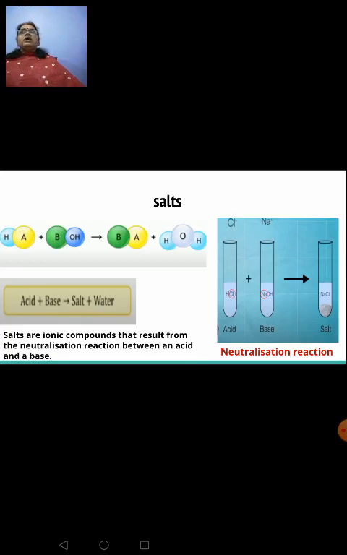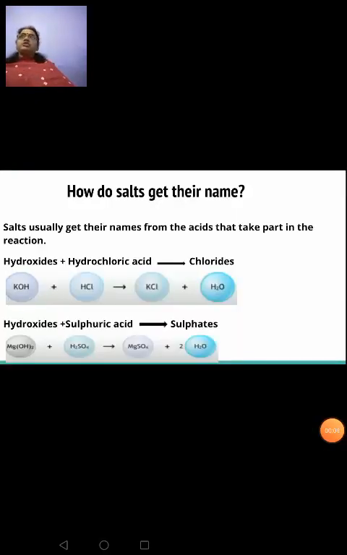So salts are ionic compounds that are formed as a result of neutralization reaction between an acid and a base. Here HA stands for your acid, BOH stands for your base, BA stands for the salt that is formed as a result of neutralization reaction, and H2O stands for water. And you know that when an acid and a base react with each other, it leads to the formation of salt and water.